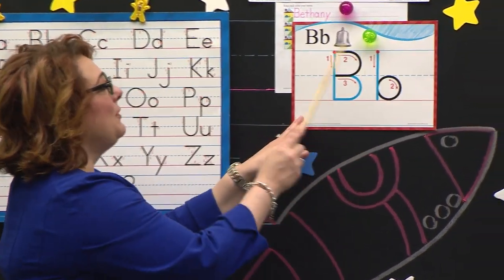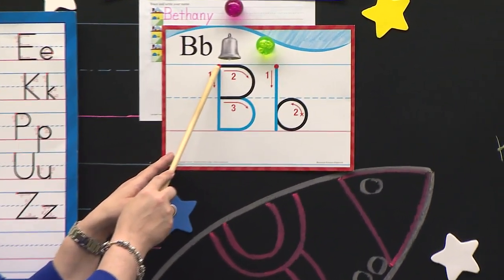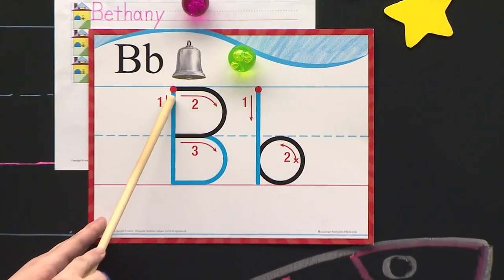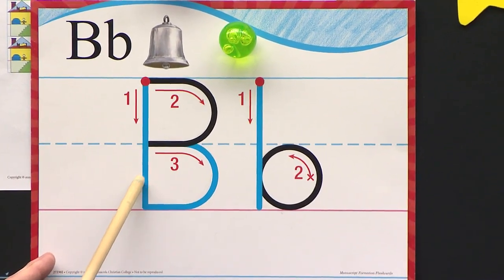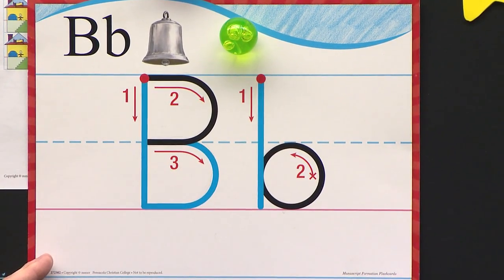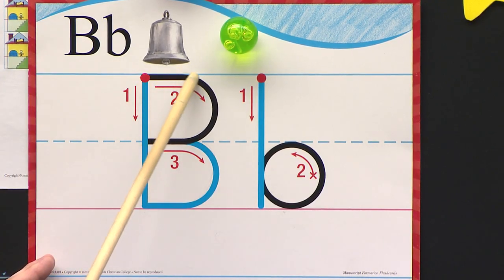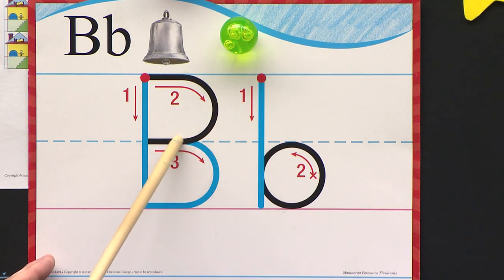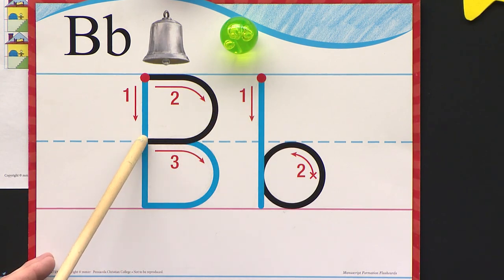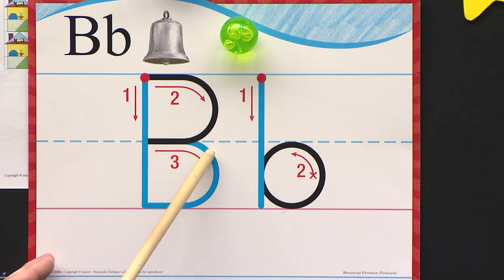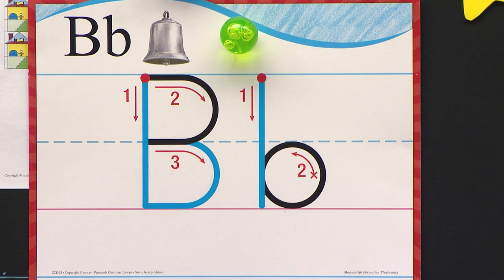Capital B. Capital B starts on a red dot. He starts on the ceiling. He walks straight down to the pink carpet. Then we pick up our pencil and we're going to go back to the ceiling. We're going to walk across just a little bit. Then we curve down to the dotted line and tuck in and touch the pole. Then we walk across, curve around, go down to the pink carpet, and walk back to touch the pole again to make capital B.